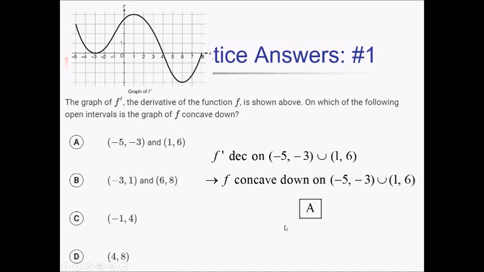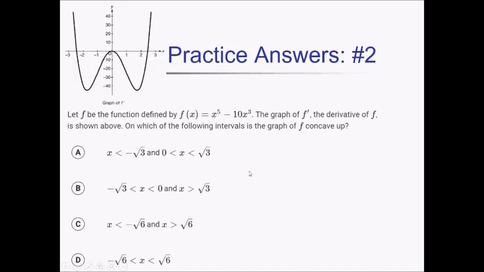which is going to give us answer choice A. For this problem, we're given the graph of f prime for the graph for f, which is given by this function here. So this is kind of interesting. They're giving us the original function and a graph of its derivative. Based off of this, we want to know on which interval the graph of f is concave up.